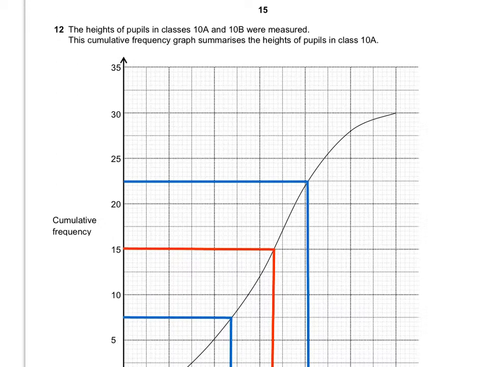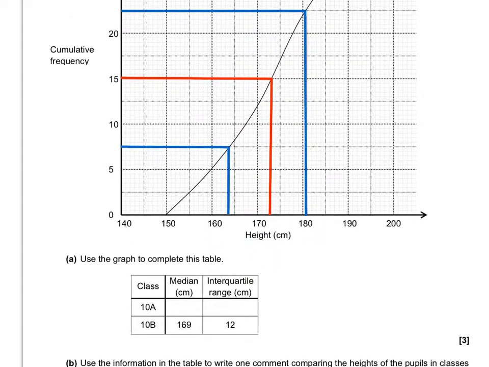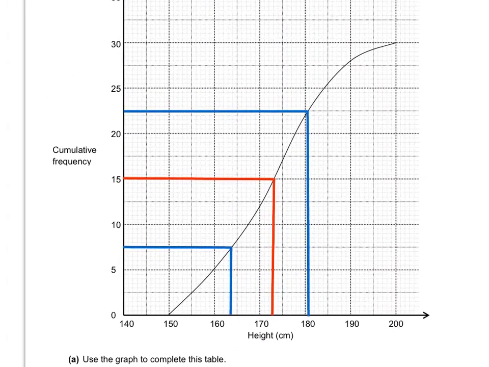Question 12. The heights of pupils in classes 10A and 10B were measured. This cumulative frequency graph summarises the heights of pupils in class 10A. And you'll notice I've drawn those lines on already because we're going to need those in a moment. Use the graph to complete this table. We need to find the median and the interquartile range from this cumulative frequency graph.